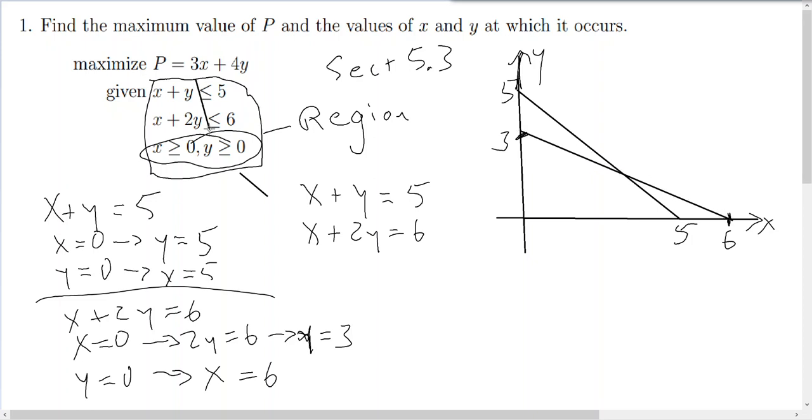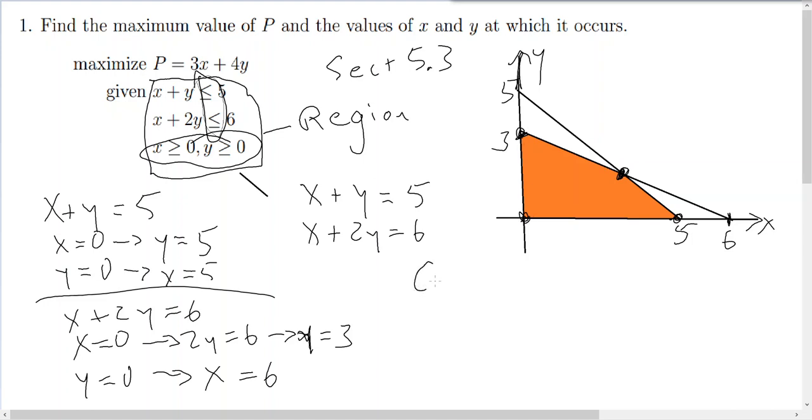Now, the fact that the inequality constraints here are both less than or equal to tells us that we're going to shade below them, and everything is going to be above the x-axis and to the right of the y-axis. So this is the region that we get. It has 4 corner points. Here, here, here, and here.